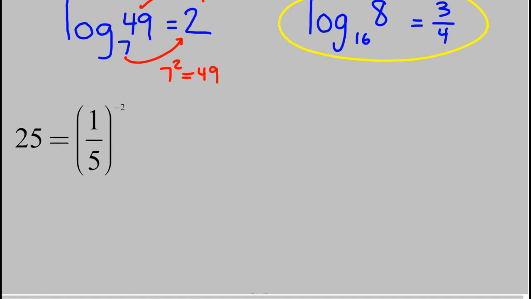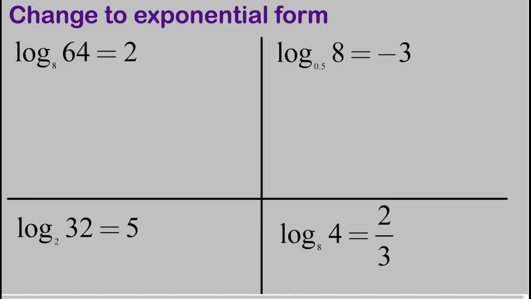Okay, this next one's a little different. It's switched around on you. The sides are switched around. So this would be the log base 1/5 of 25 equals -2. All right, next page. Some more changing it back the other direction now.